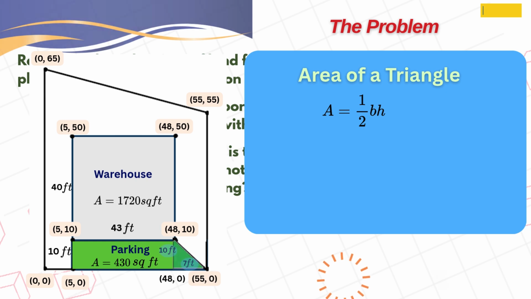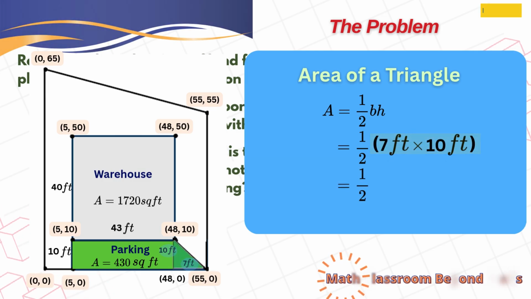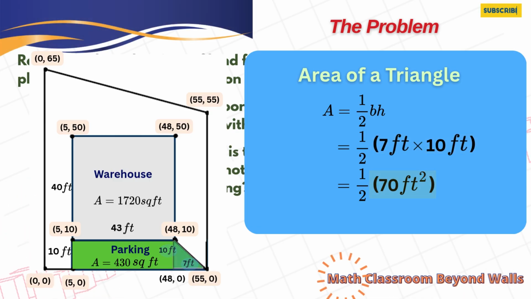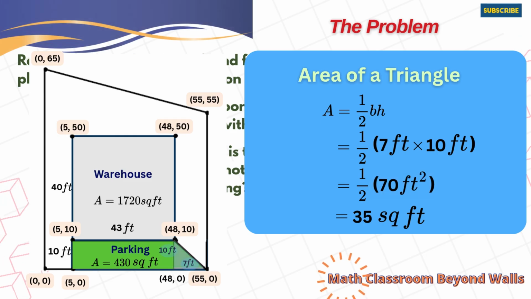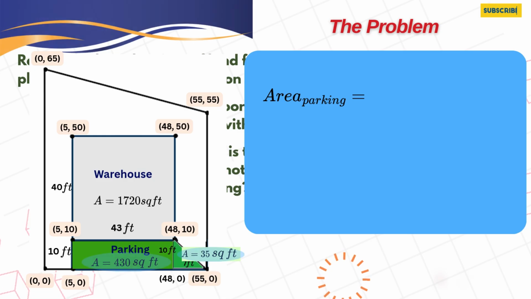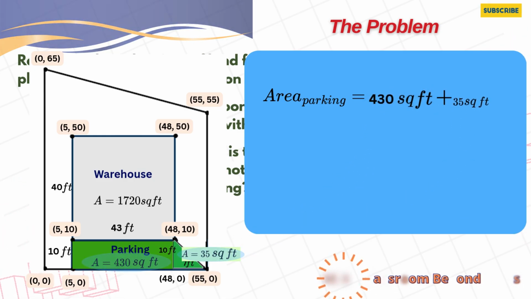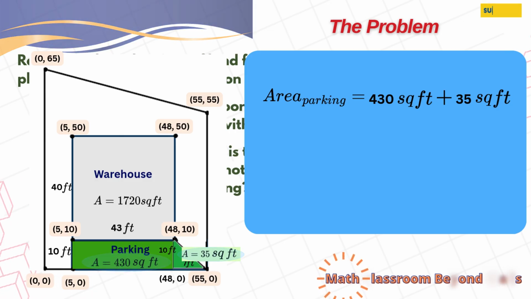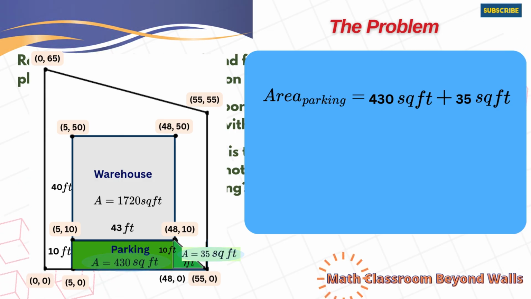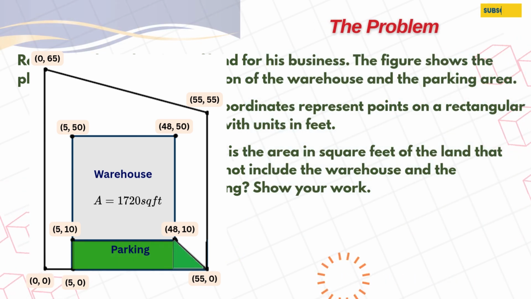Plugging in the values into the formula for the area of the triangle, we have 7 feet times 10 feet is 70 square feet. 70 square feet divided by 2 is 35 square feet. Now we can get the area for the parking space. So the area for the parking space is 430 square feet plus 35 square feet equals 465 square feet.